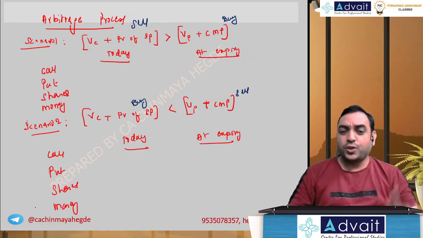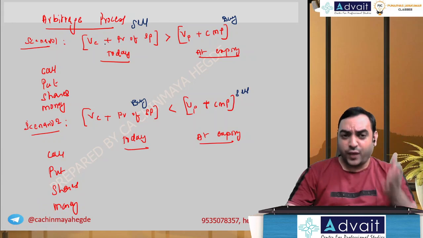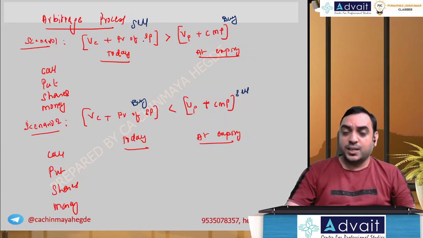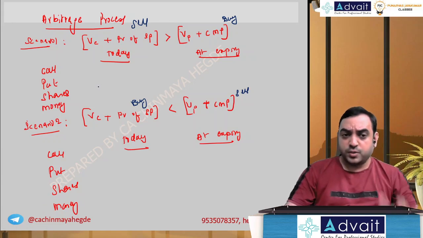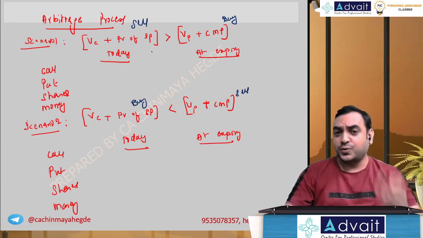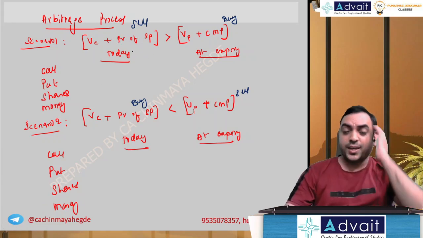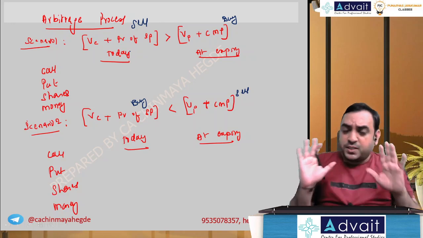And these four are not new things. These four are what the put call parity theorem is about, right? Value of call, present value of strike price, that's the money. Value of put, that's the put option. Current market price, that's the shares, the underlying asset. Okay. Now, this much is clear.